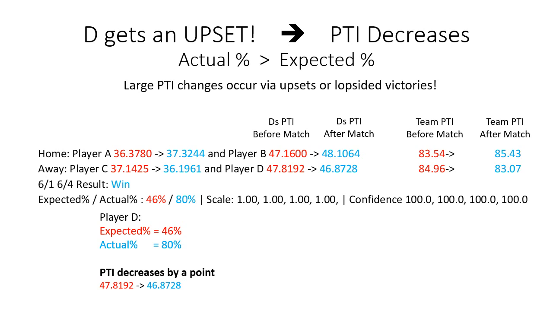Player A goes from 36.3780 to 37.3244, and player B goes from 47.1600 to 48.1064. Now, let's look at an example of when matches are skipped.